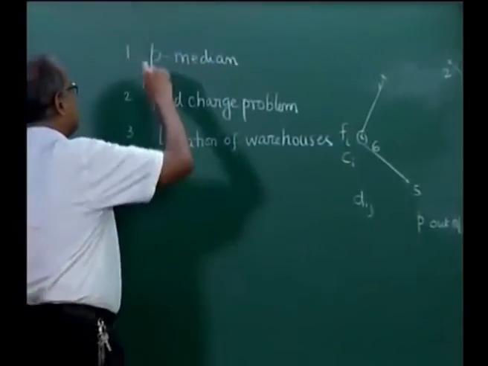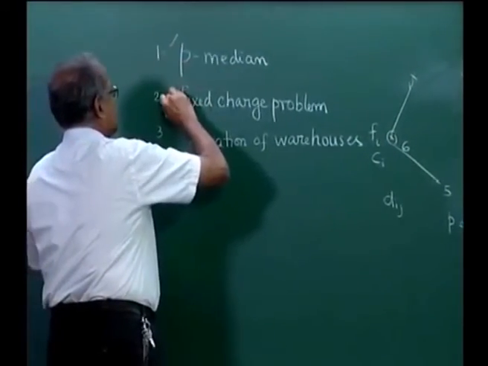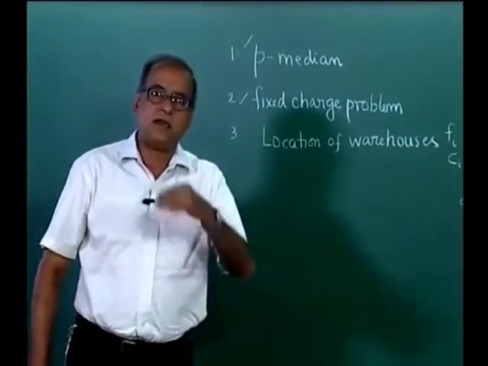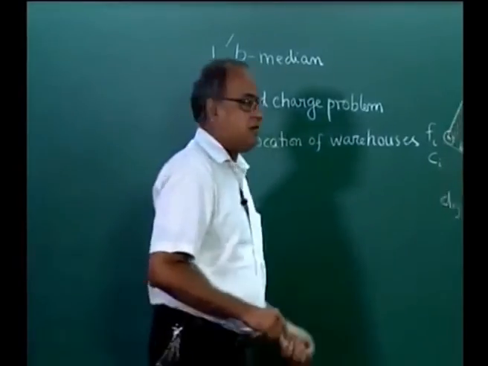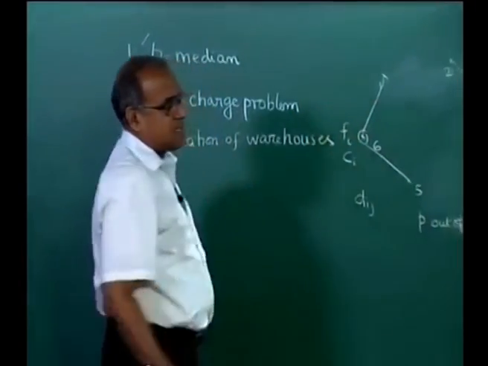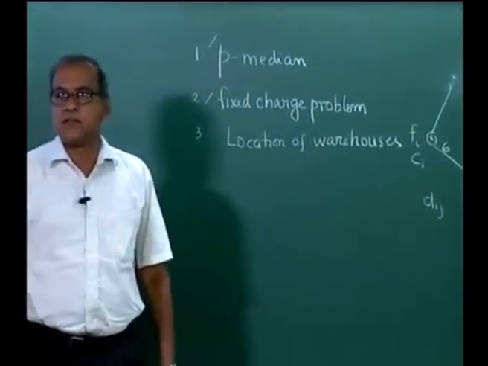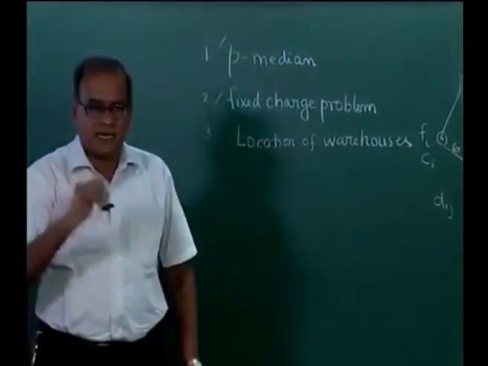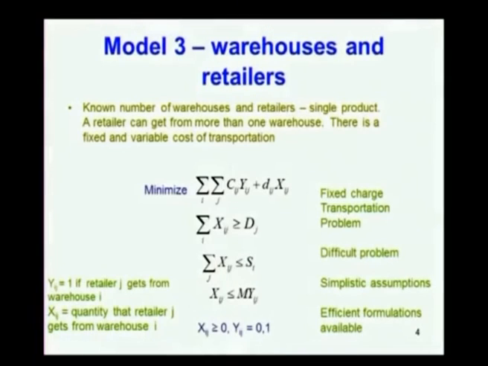So we have seen some aspects of P median and we have also seen some aspects of the fixed charge problem in an earlier lecture. Now with this background we move to model 3, which talks about warehouses and retailers. We will visit this location of warehouses later. So this model talks about warehouses and retailers, where we have a known number of warehouses and retailers.